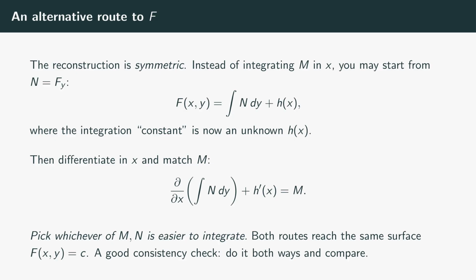Why offer two routes? Because sometimes M is ugly to integrate while N is easy, or the reverse. Always pick whichever of the two is simpler to integrate, and you save yourself work. As a bonus, if you ever doubt your answer, you can compute f both ways and check that the two surfaces agree. They must, and if they do not, you have caught an error.